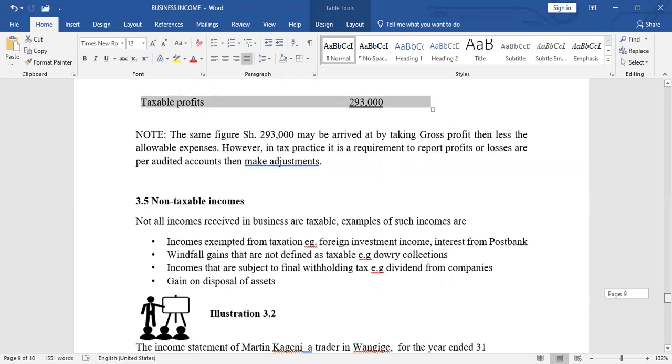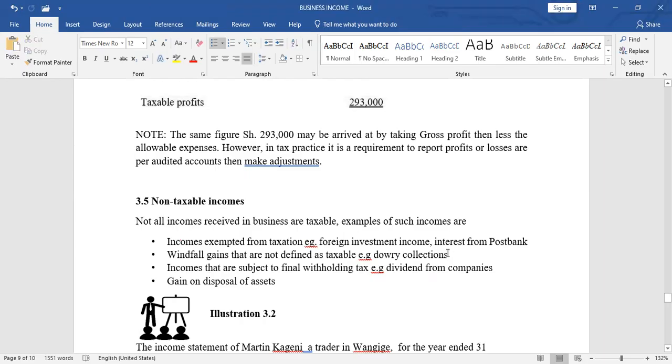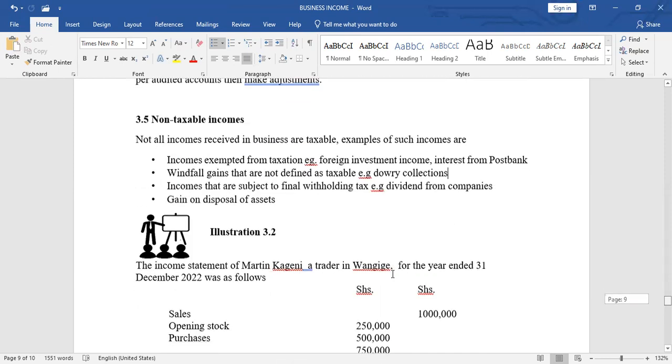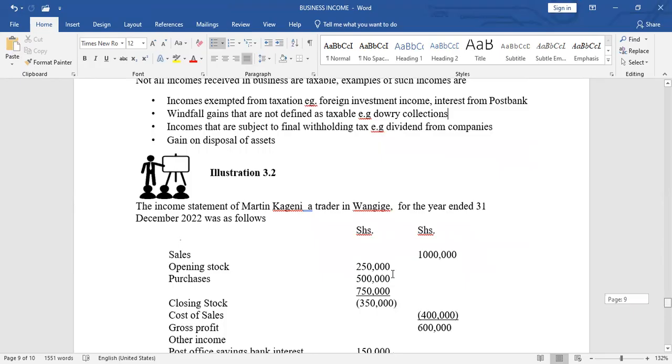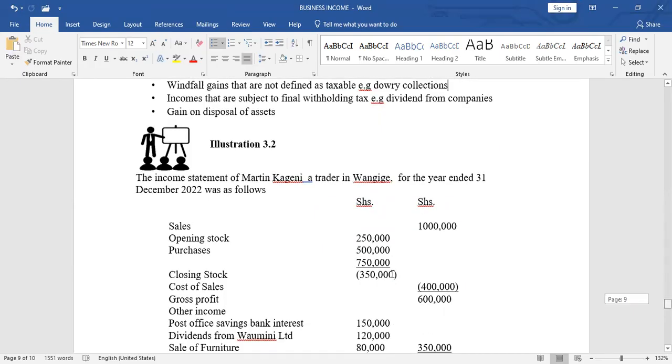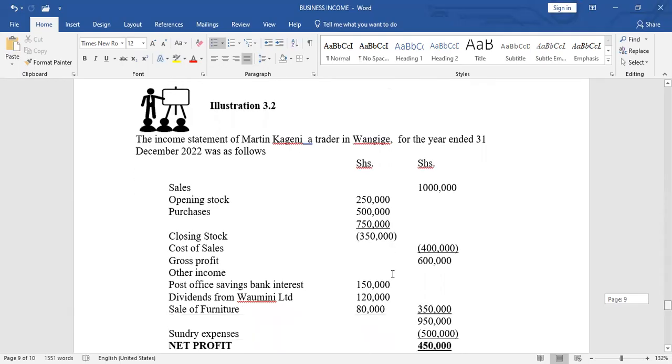Now, you can read non-taxable incomes. You have incomes exempted from tax. Windfall gains, those amounts that are not defined as taxable, like dowry collections. Should we say that because we have collected dowry, now bring it with tax? It has not been defined. Incomes that are subject to final withholding tax. And then finally, gain on disposal of assets. When you sell an asset and realize some gain on sale of that asset, then that gain is not taxable.